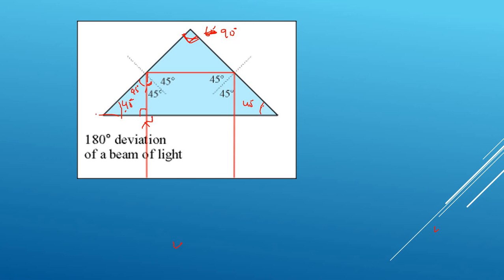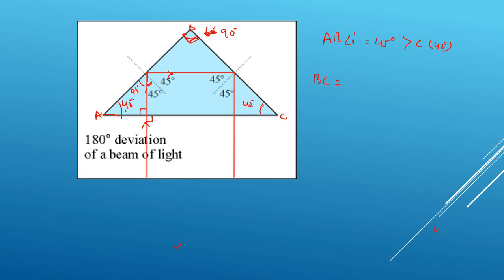So at the AB plane, the angle of incidence will be 45 degrees, which is more than the critical angle, which is 42. So what will happen to this light? It will be reflected in the same medium, and it enters the BC plane.